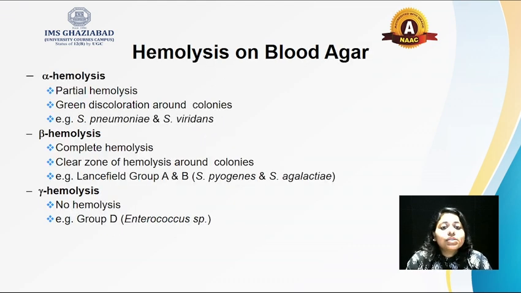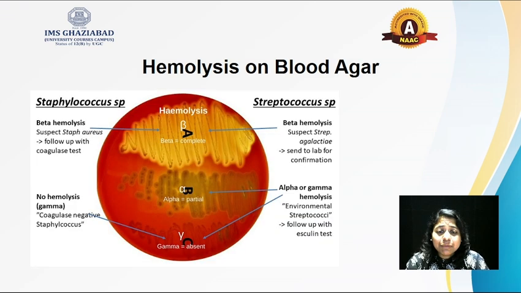Next, what is hemolysis on blood agar? Just a few minutes back I explained to you about hemolysis. Hemolysis is the breakdown of red blood cells when the bacteria are grown on blood agar plates. First is beta hemolysis.